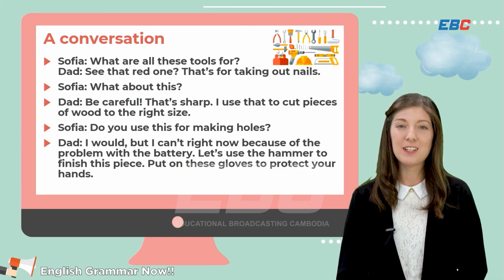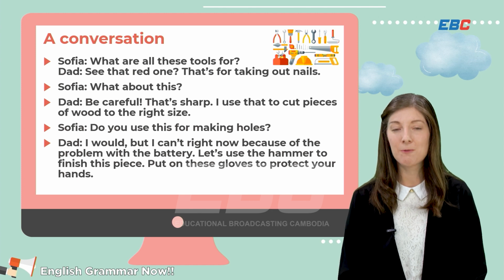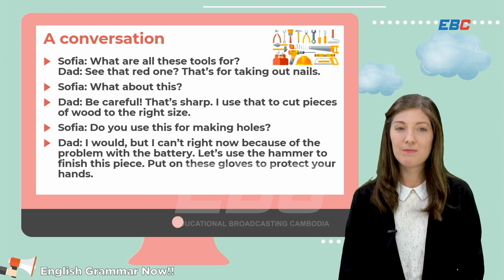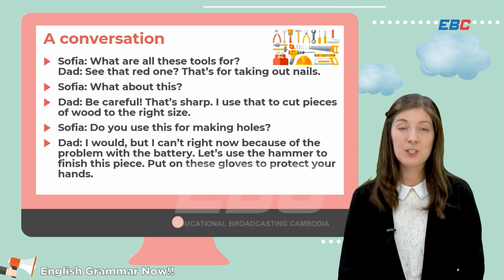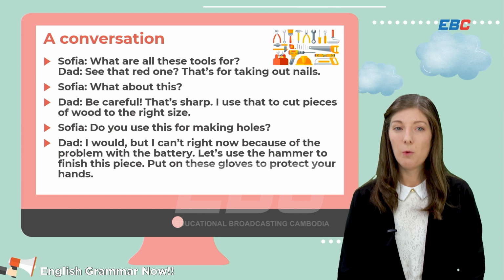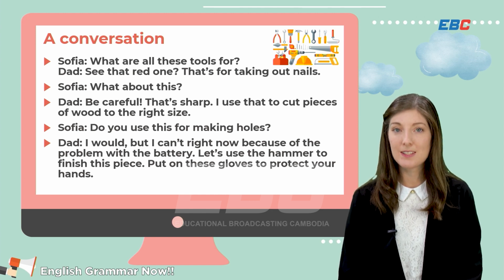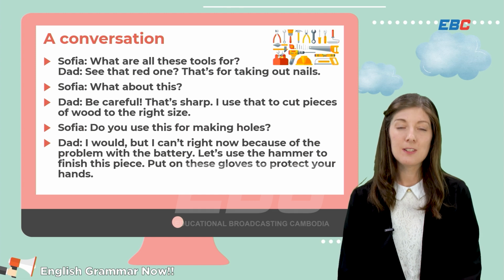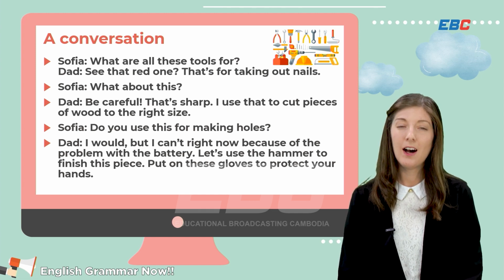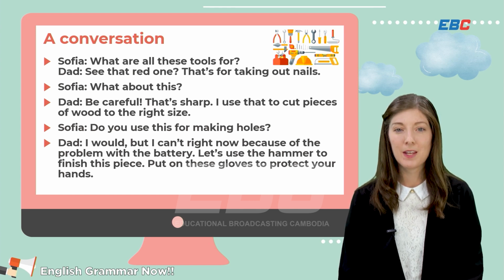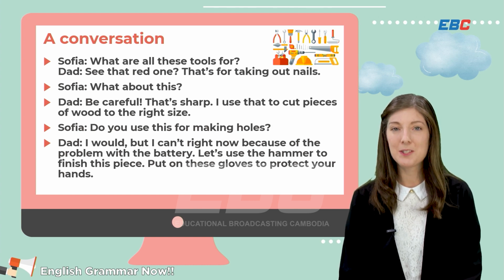Here's a conversation to see how these prepositions look in everyday speech. What are all these tools for? See that red one? That's for taking out nails. What about this? Be careful, that's sharp. I use that to cut pieces of wood to the right size. Do you use this for making holes? I would, but I can't right now because of the problem with the battery. Let's use the hammer to finish this piece. Put on these gloves to protect your hands.